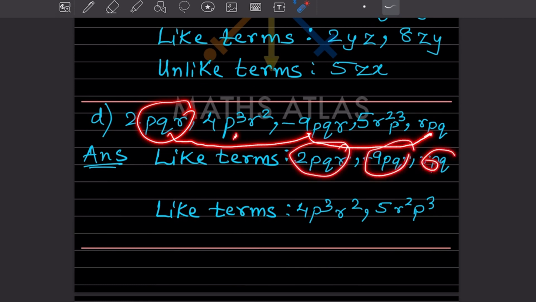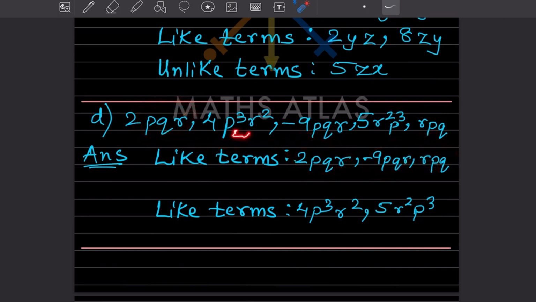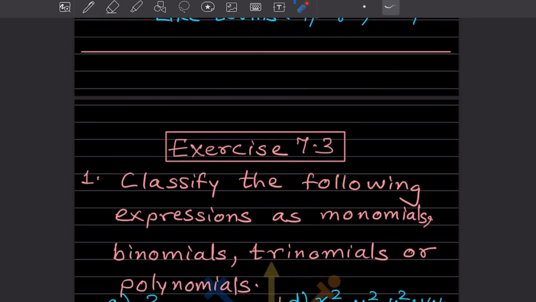Now here the PQ and r square. Anywhere you can see p cube r square? Yes, over here. That is r square p cube, which again is the same when we change it. So this is the other like term. Hope you got this one. Now let us go for the next exercise. So this exercise, 7.2, is done.